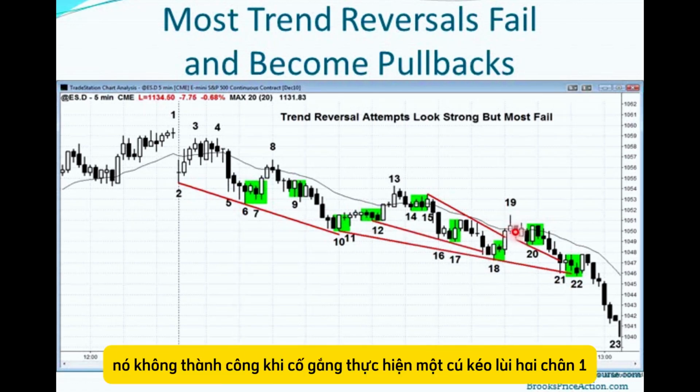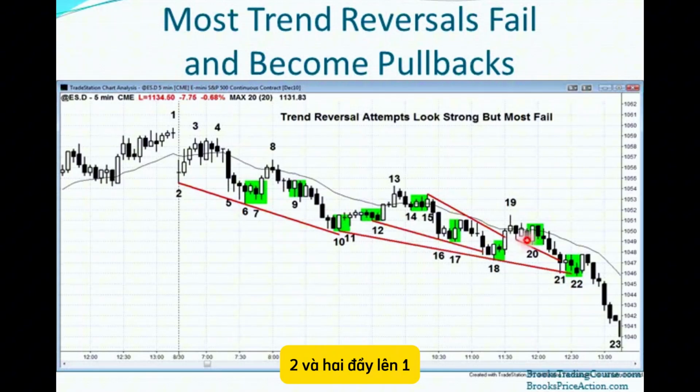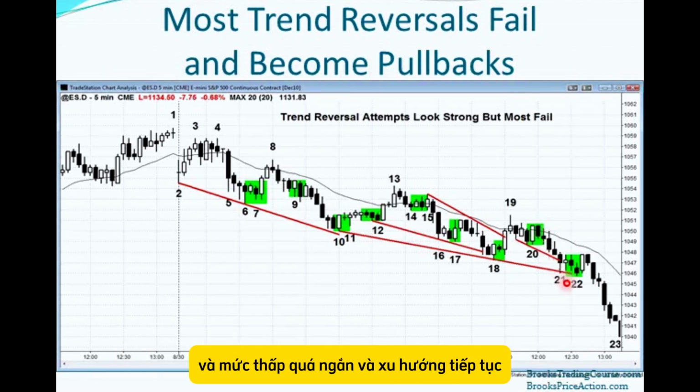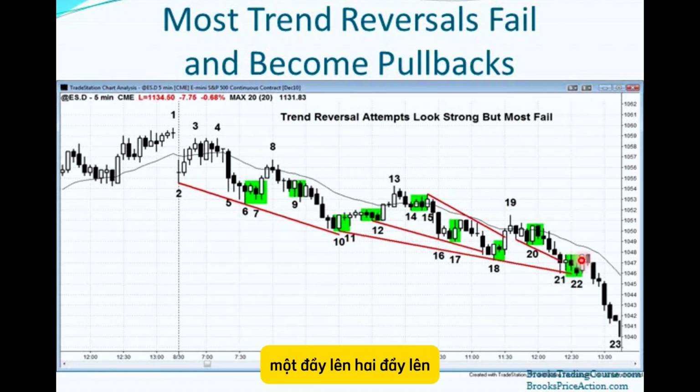Tried to make a two-legged pullback, 1, 2, and 2 pushes up, 1, 2, and the market was followed by a bear reversal bar and a low too short, and the trend resumed. Another micro double bottom here, and it became a low too short. 1 push up, 2 pushes up, small double top, it failed.